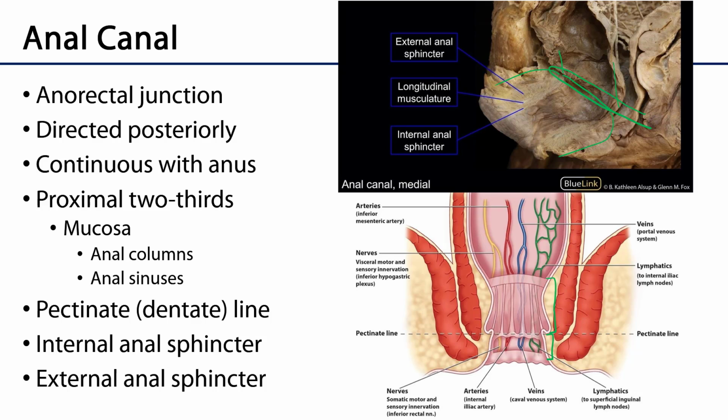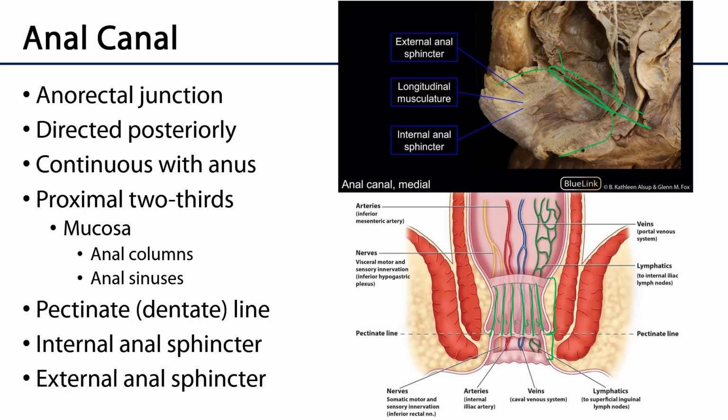But suffice it to say, when we look at the mucosa of the proximal anal canal, so the proximal 2/3 here, we can see that there are mucosal invaginations here, and they form these columns here. They're called anal columns. They tend to be more constant in younger individuals and more inconstant in older individuals. And the spaces between these anal columns are known as the anal sinuses.